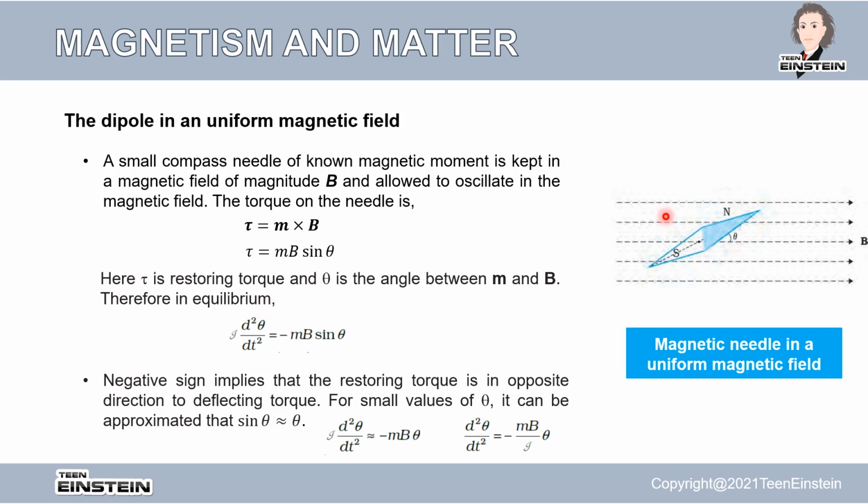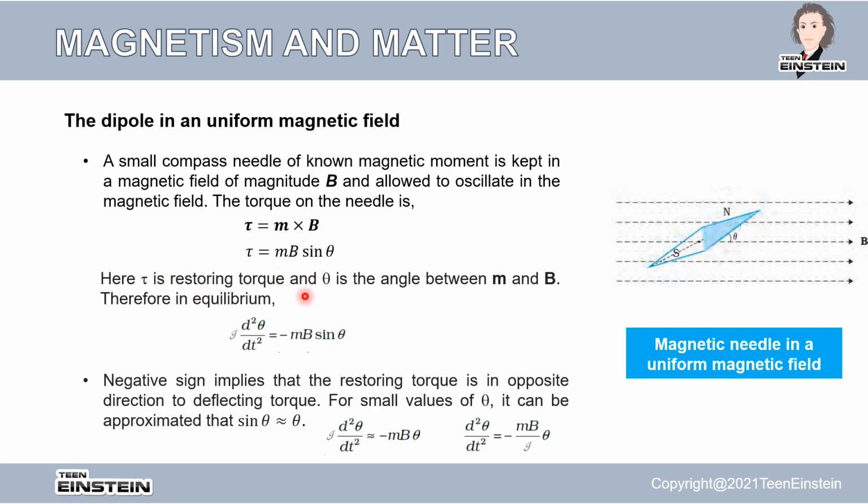A magnetic dipole is nothing but a compass, which has a north and south pole. So you take a small compass needle of known magnetic moment and keep it in a magnetic field of magnitude B, and it is allowed to oscillate, that means it is allowed to move freely in the magnetic field. What is the torque produced here? It is similar to the torque produced in the electric field, where it is P multiplied by E. Here it is M cross B, a cross product, so we can say MB sine theta, theta being the angle between B and the magnetic dipole.